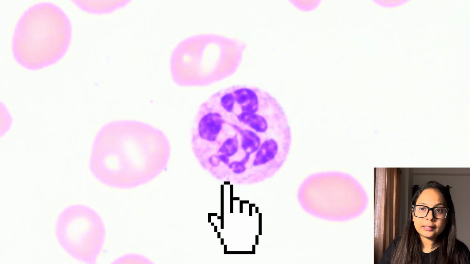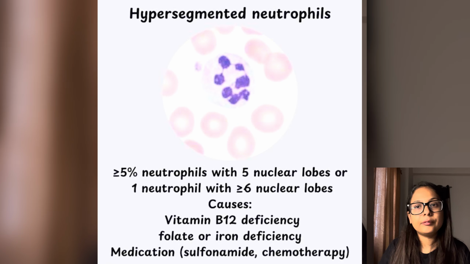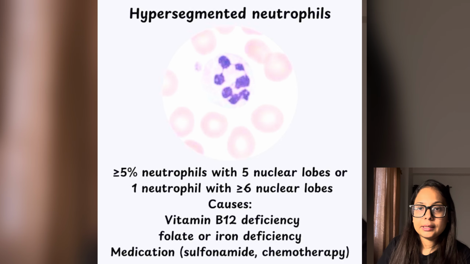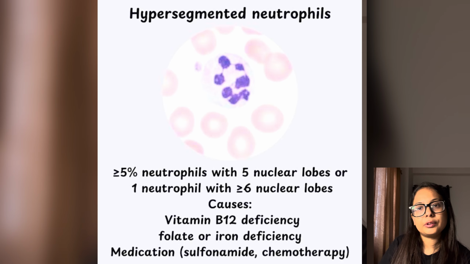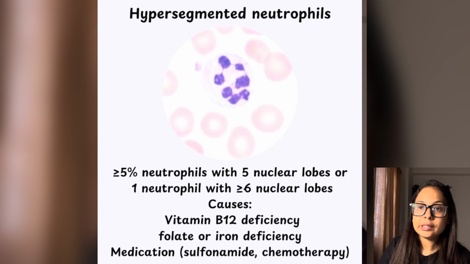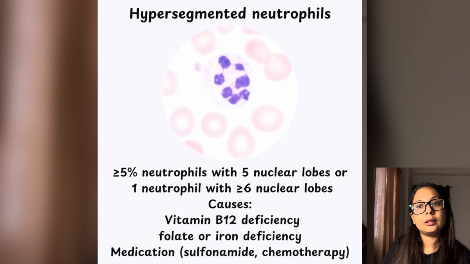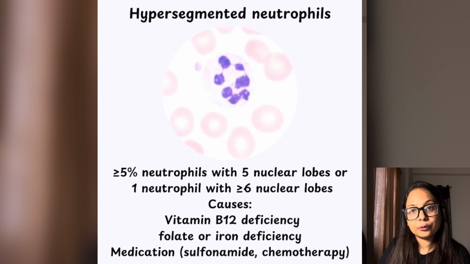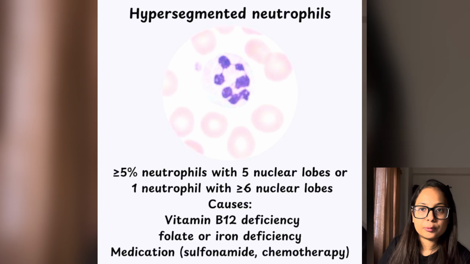One bonus point, which is very important for exam, please note down the criteria for hypersegmented neutrophil. Either 5% of neutrophils will be with 5 lobes, or even if you see one neutrophil with more than 6 lobes, it will come under hypersegmented neutrophil. Repeating again, either you will see 5% of the neutrophils with 5 lobes, or if you see even one neutrophil with more than or equal to 6 lobes, it will be characterized as hypersegmented neutrophil. Then you know what is the cause of hypersegmented neutrophil seen during your macrocytic blood picture. Usually it is megaloblastic anemia.